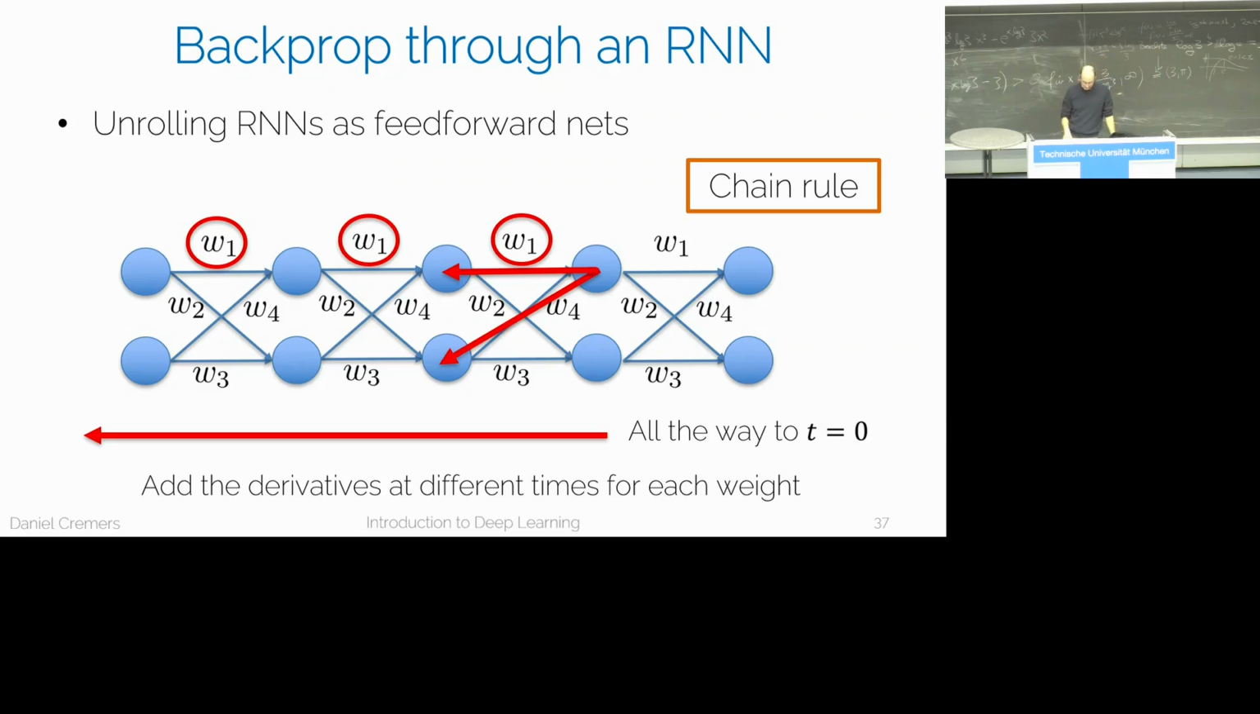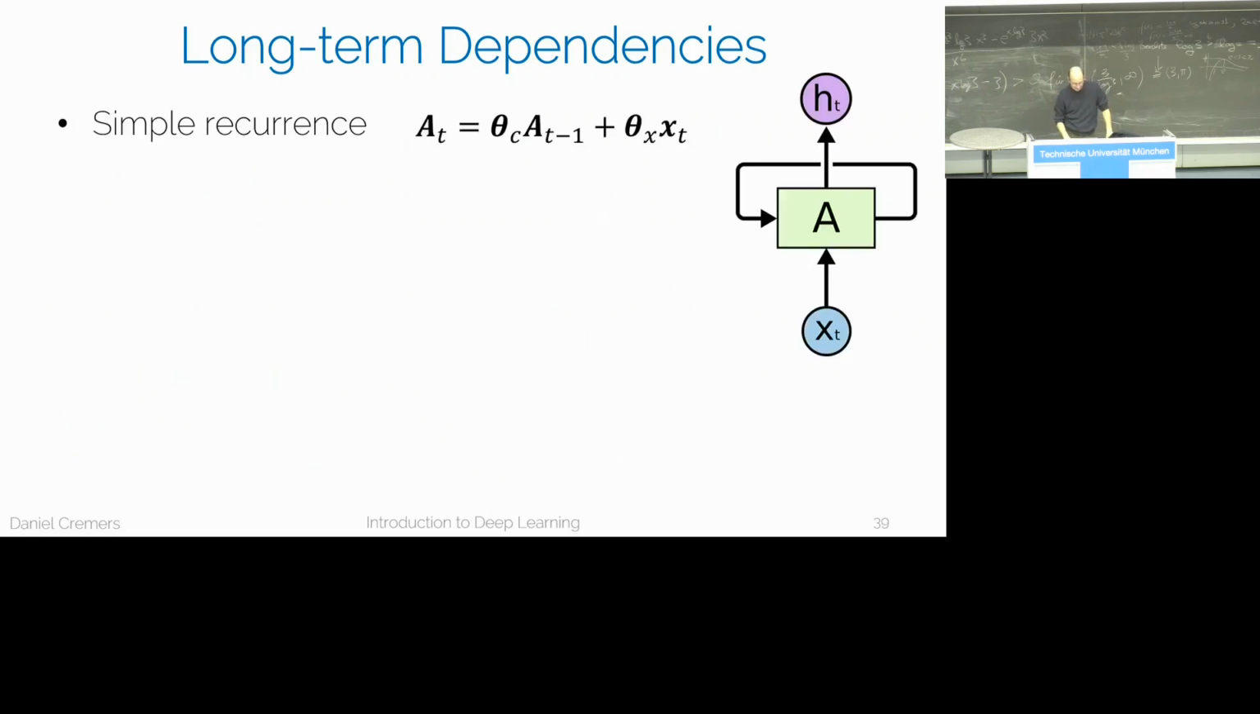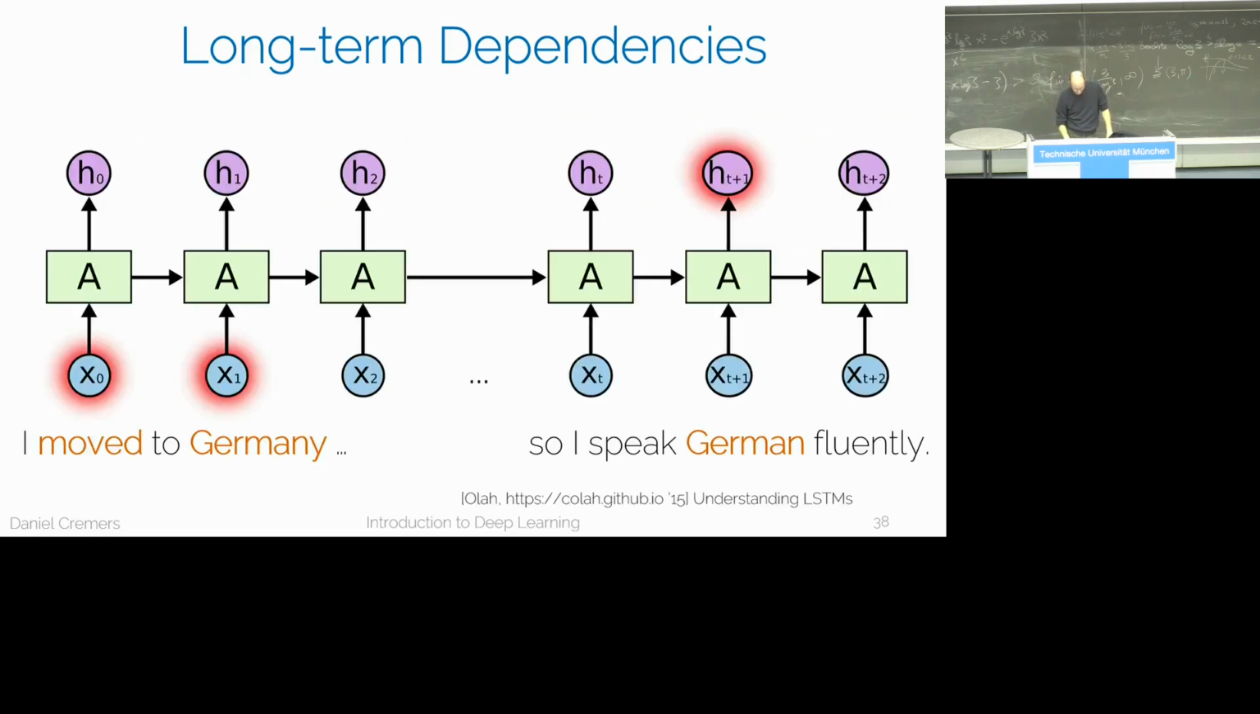And the question is, how can you capture that dependency? If you have a sentence that starts with, I moved to Germany, and so on, and then in the end you say, so I speak German fluently, the whole causality only makes sense if someone kept track that you moved to Germany, right? And so you need to capture that dependency between this input and this output, basically.